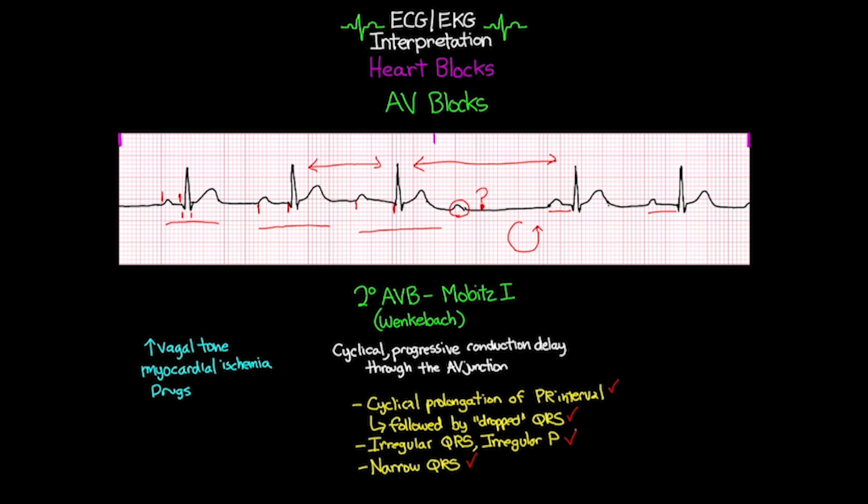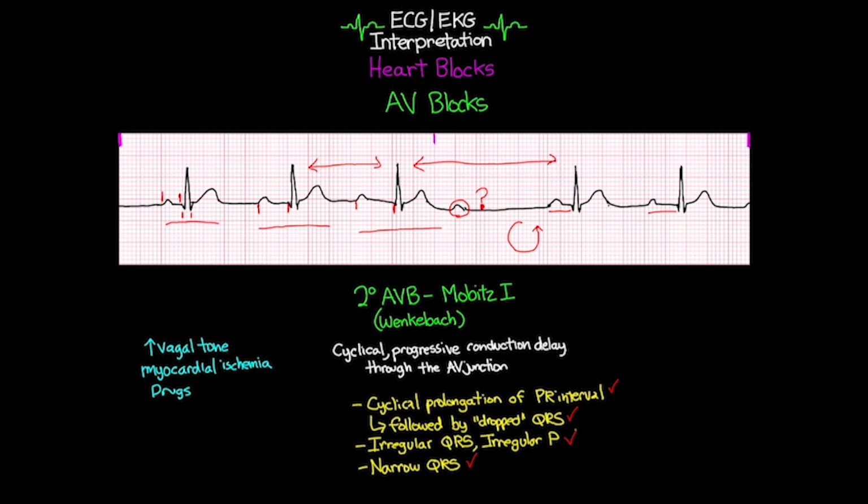Now, to take it back to the husband and wife reference, in this example, we've got the husband who first comes home normal, then he comes home a little bit later, and the next night he comes home a little bit later, until finally the last night, he just doesn't even come home. And that's essentially what's happening as we have that PR interval that gets longer and longer and longer, and finally it just doesn't get through.